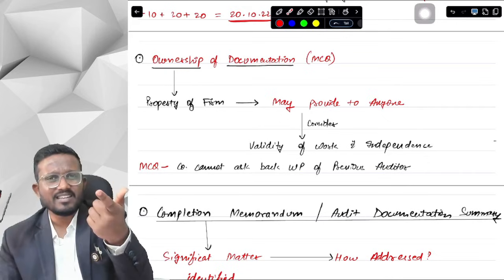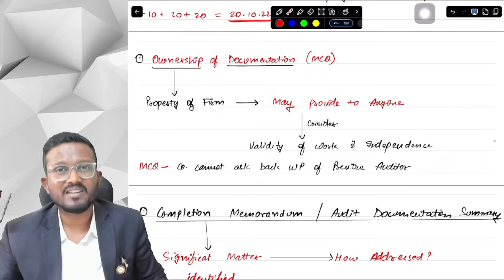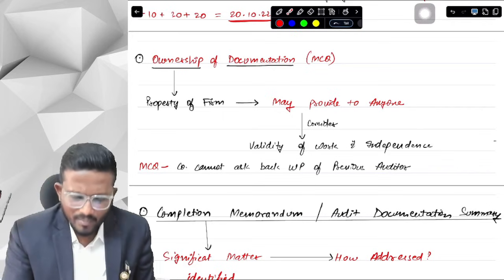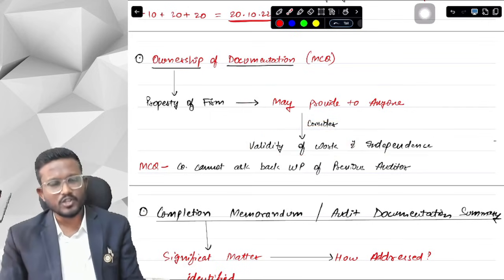And it may be the case that the client now commits fraud which is not covered in my audit procedures. The client can get an idea of how I am doing my audit, and that's how he will plan his fraud so that it isn't covered in my audit. So it says that you may provide the audit documentation, but you need to ensure the validity of work and independence in case of assurance engagement.